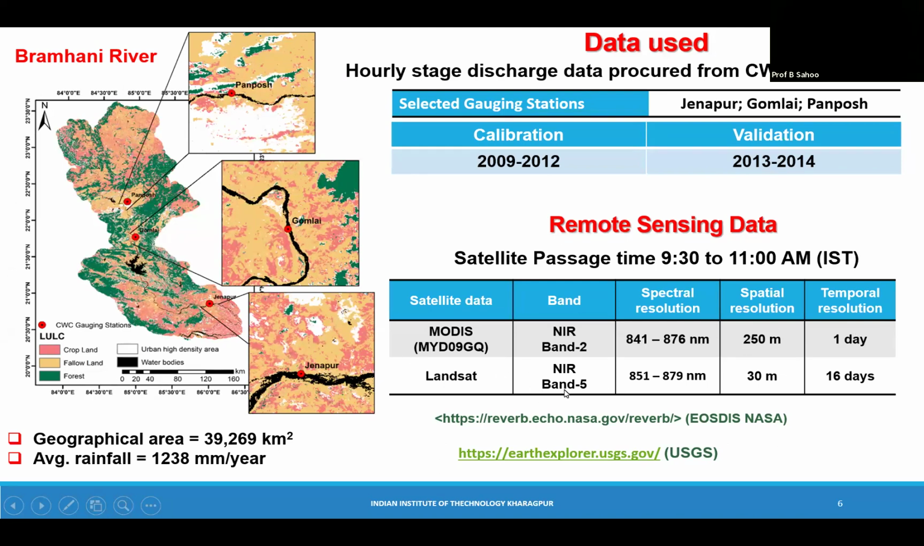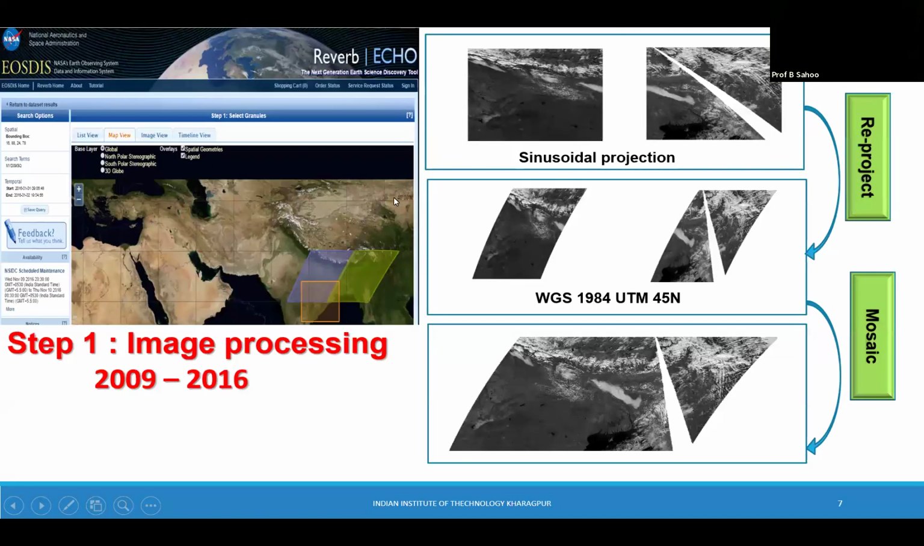The Landsat has NIR band 5, and it has 11 bands. Out of that, we are using band number 5, and it has a similar type of spectral resolution, 851 to 879, with 30 meter resolution, and we are using the fusion of these two. Note that spectral fusion is possible only if there are almost similar spectral resolutions. So these are some of the techniques we use for this.